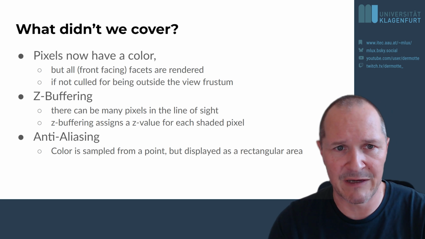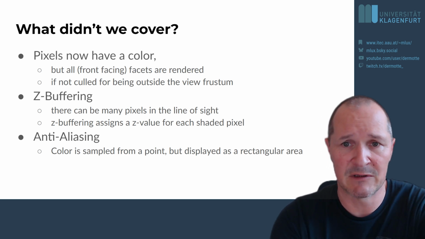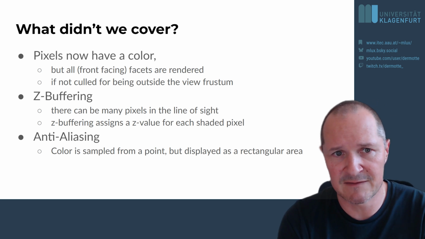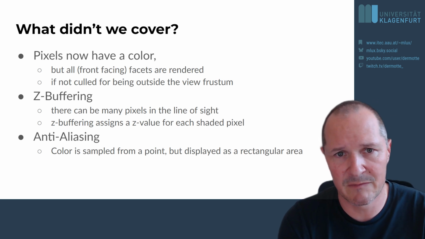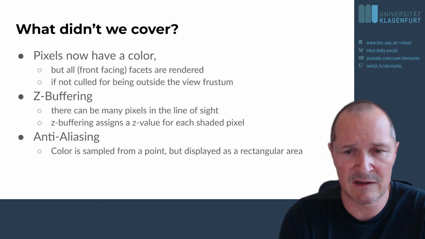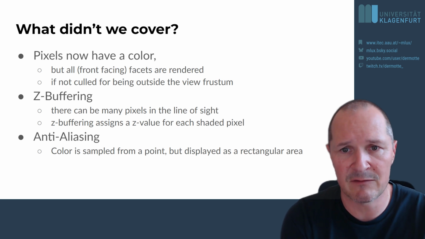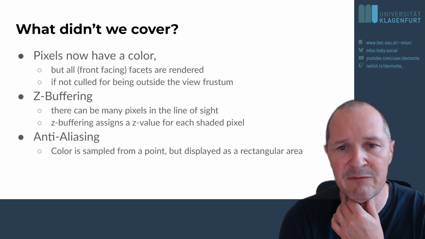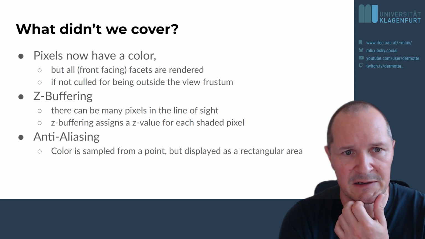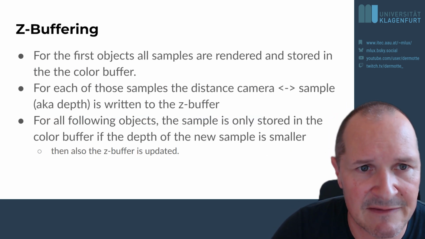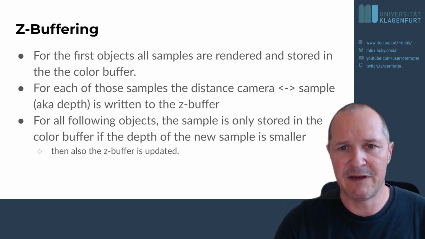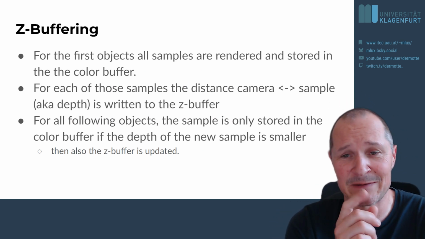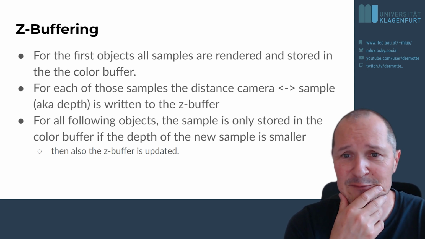So we have pixels that have a color with shading and materials. The front-facing facets are rendered. If not, they are culled for being outside the view frustum, so beyond the far plane or nearer than the near plane. We did not cover Z buffering. That's very important, so we take a look at it. And we didn't cover anti-aliasing. Great. That's the first step.